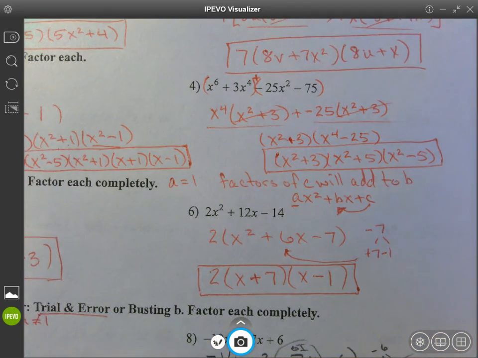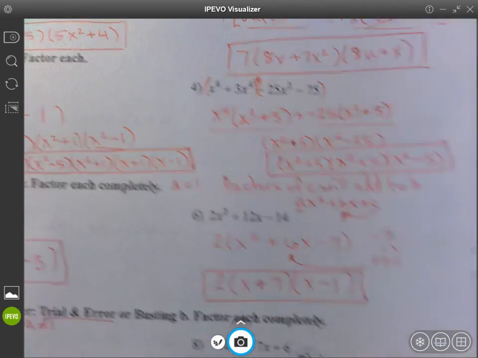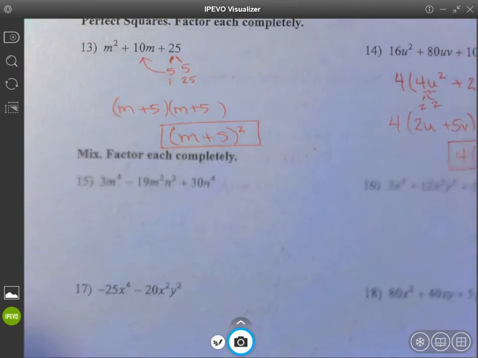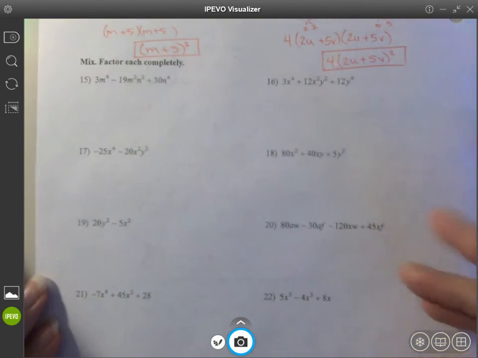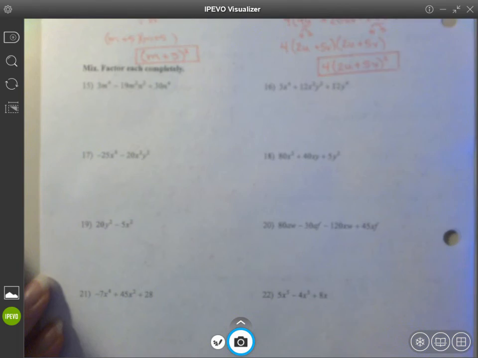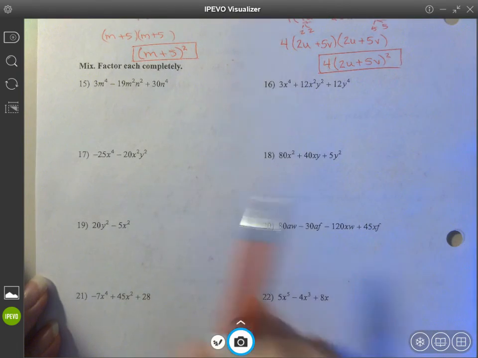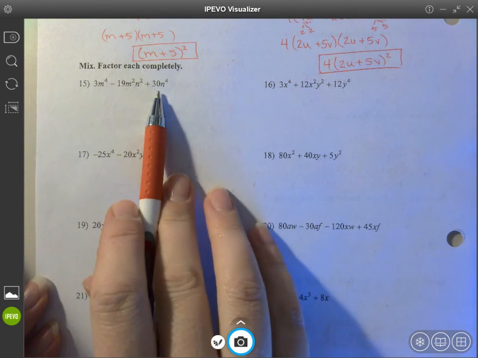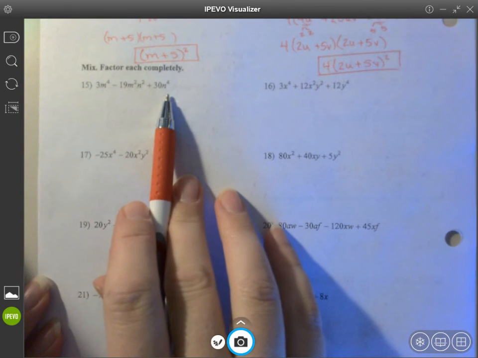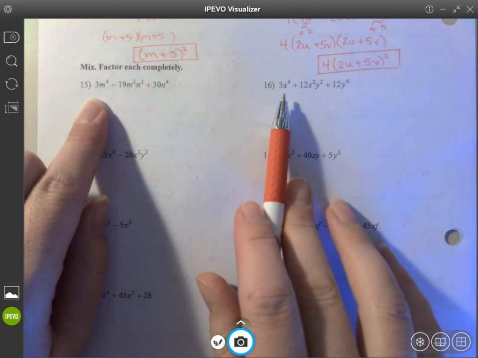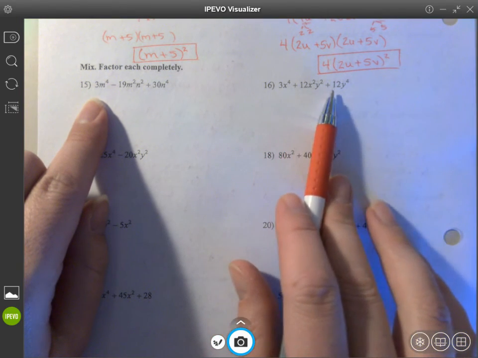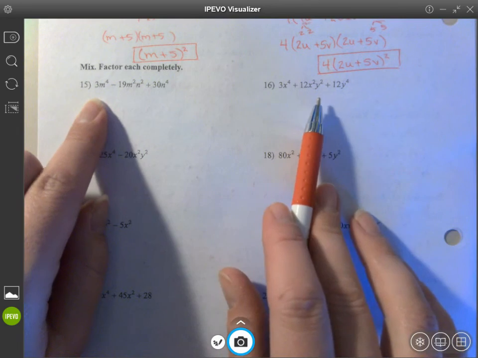All right, so what you're now going to work on is this back mix. So this is what your focus is. Now we have all these problems that we're practicing, and when I look at them, I see 3 terms. I'm going to look for a GCF, and there's not one, so I'm either going to be doing trial and error or busting B, whichever method you like. This definitely has a GCF of 3, so I would take that out, and then it's easier factoring.